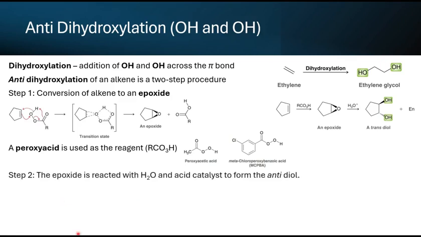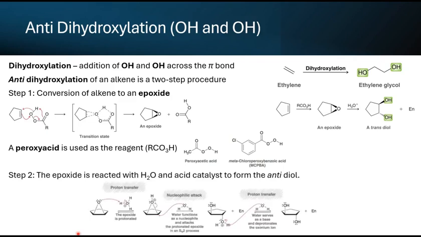Step 2. The epoxide is reacted with water and acid catalyst to form the anti-diol. At this point, note that the epoxide has a three-membered ring system. We have the protonation of the O of the epoxide by the acid catalyst, so the electrons pull off H+, the sigma becomes a lone pair, then water, the nucleophile, does an anti-attack in an SN2 process, resulting in the anti-addition of the second OH group when it is deprotonated with the water in the solution. If we have two chiral centers, we'll also get its enantiomer.